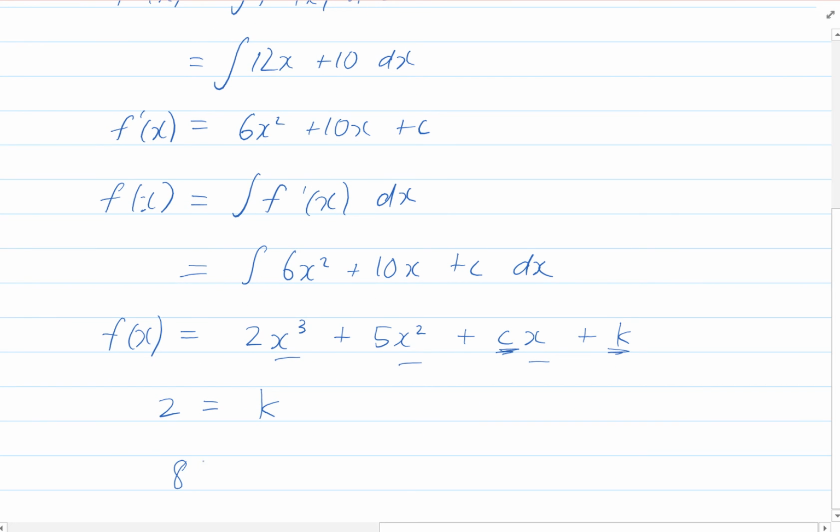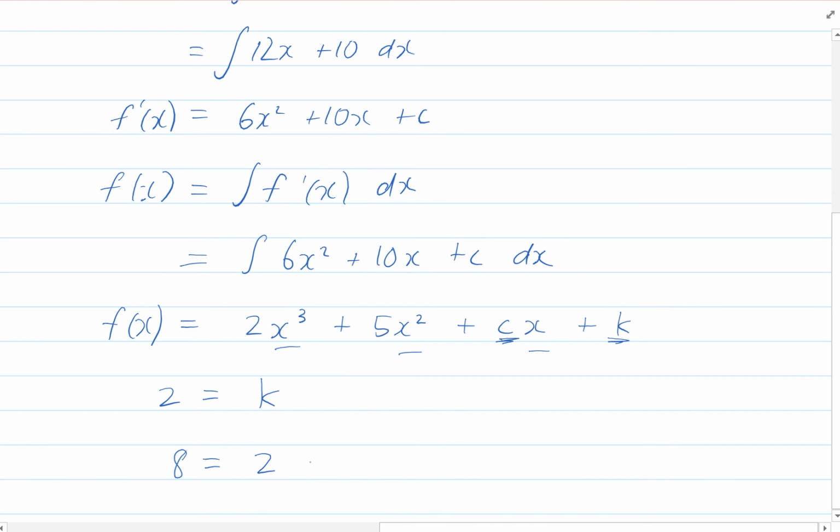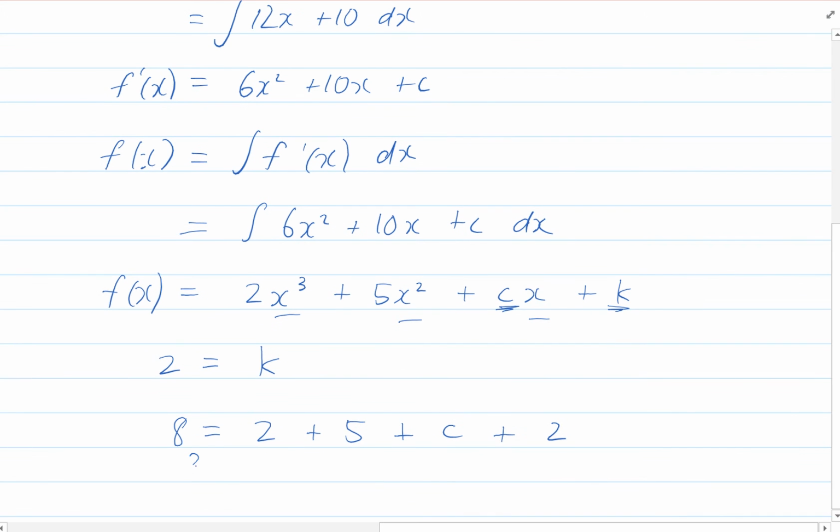So we've got 8 equals, and their value for x is 1. And so that would give us 2 plus 5 plus c, and k is 2, so plus 2. So all of those add up to 9. So we have 8 equals c plus 9. And so in this case, c is going to be negative 1.